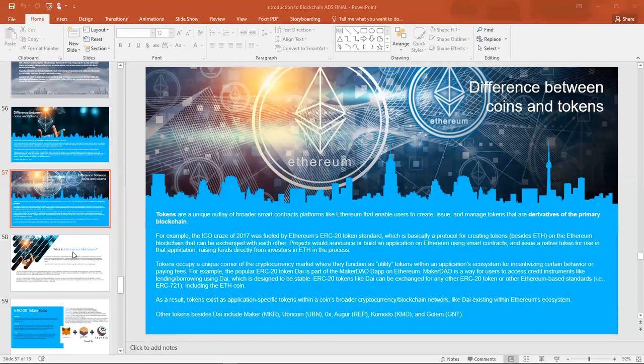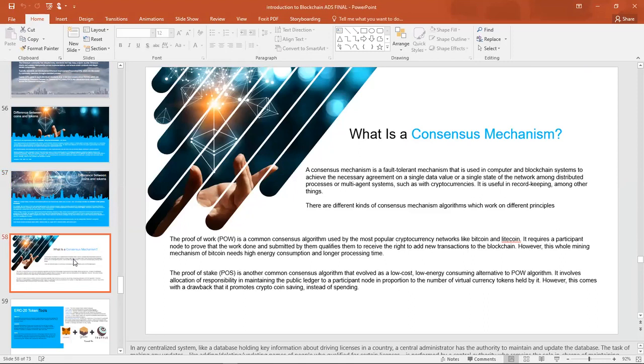So lastly, as we finish up, I said that we will talk about consensus mechanism, but I feel like we should have learned it before when we were introducing blockchain. It's also good because I never wanted to choke you with a lot of jargon. So a consensus mechanism is a fault tolerant mechanism used in computer and blockchain systems to achieve the necessary agreement on a single data value or a single state of the network among distributed processes or multi-agent systems, such as with cryptocurrency. It is useful in record keeping, among other things.